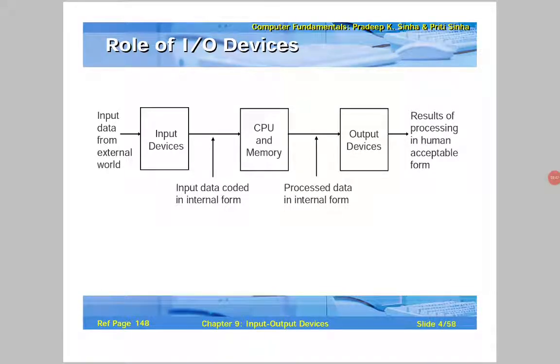So, this is the simple diagram of the working of IO devices. Input data from the external world goes through input devices to the CPU, memory and central processing unit, and the processed data will be sent back to output devices or output units, giving the results of the processing in human readable form. Human acceptable form generally means English.